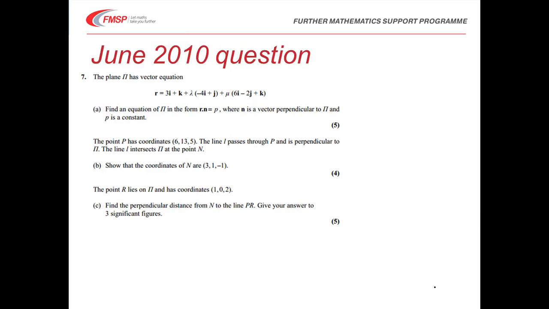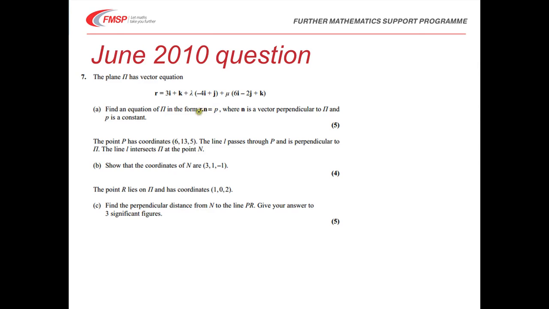Okay, so this question is about vectors and planes. So the first thing to say about this question, I guess, is that this form here is using i's and j's and k's. You can write those things as column vectors if you want, and I will tend to do that. We've got to find an equation of this plane in the form r dot n equals a number.